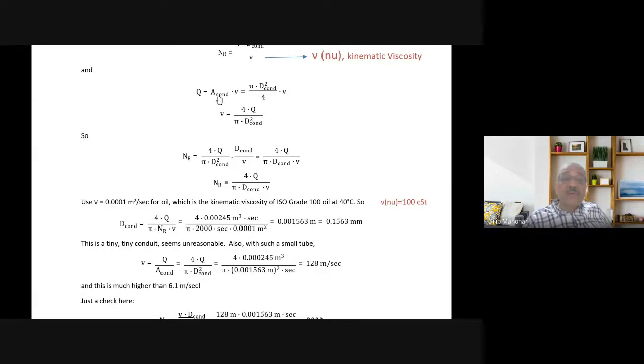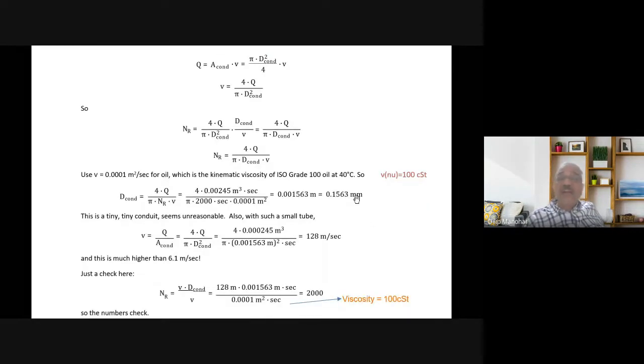We have put this value here in 4Q upon this, where Q is 14 point some liters per minute converted into meter cube per second, and we assume Reynolds number as 2000, and put the viscosity value. So here you get a conduit diameter based on this equation. You get so and so millimeter as a conduit. That is very, very small, 0.156 millimeter diameter of the conduit, which is very negligible in size.